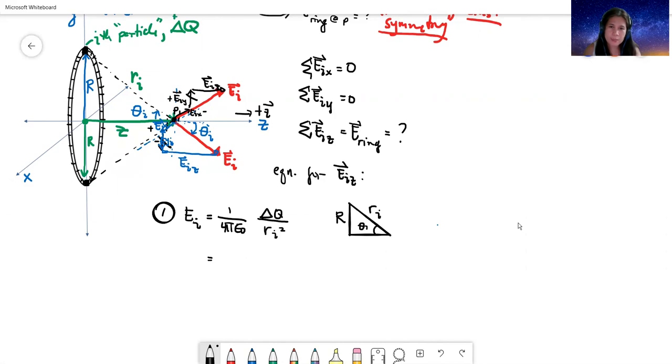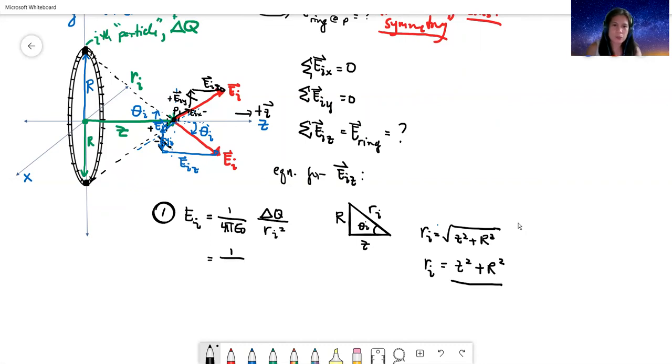This is theta sub I, and this is Z. So the hypotenuse, R sub I, is just the square root of Z squared plus R squared. And then if I square R sub I, squaring this gets rid of the radical. So this will just become Z squared plus R squared. I will substitute this here.